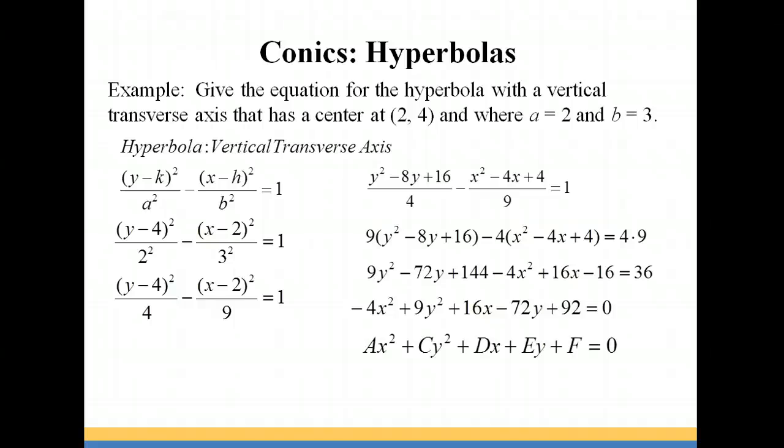So this is in our standard form where we have a is negative 4, c is 9, d is 16, e is negative 72, and f is 92. Notice that with a hyperbola, because we have the minus sign in between the terms, your a times your c value should always be negative if it's a hyperbola.